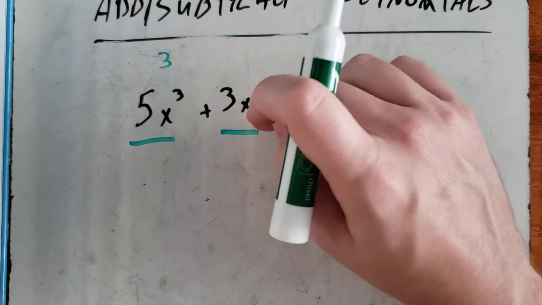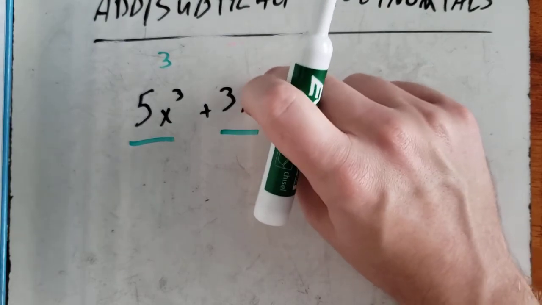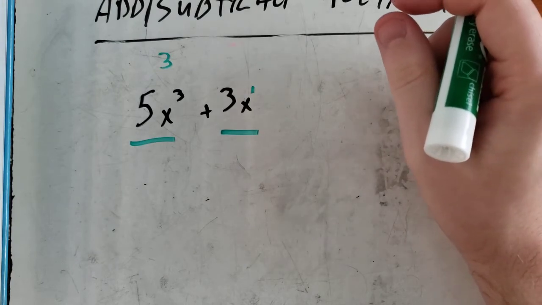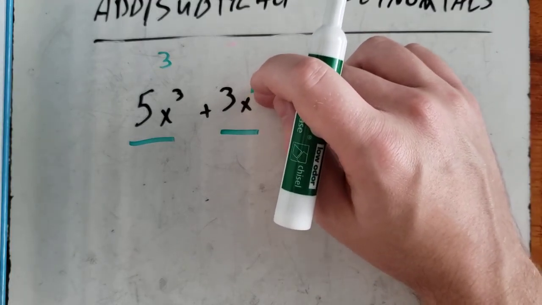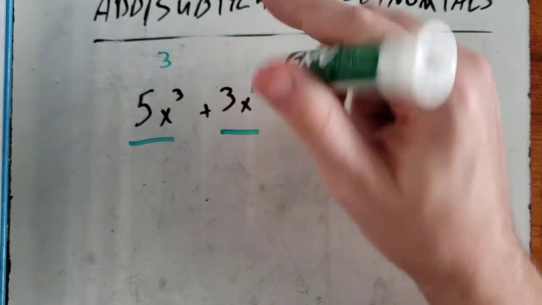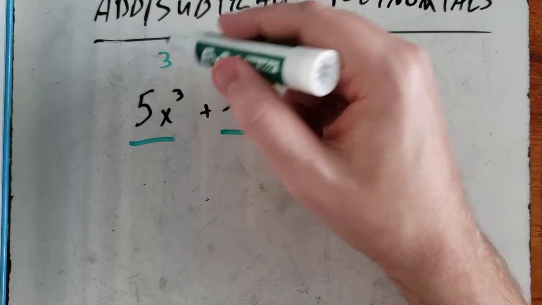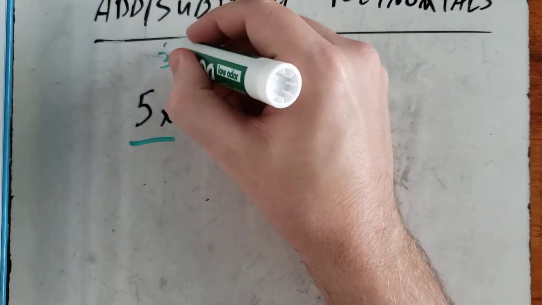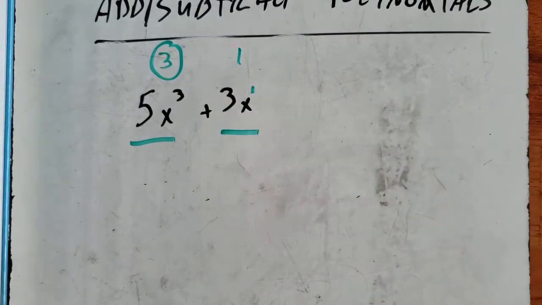All right, now look at this one here. Our next term is 3x. Looking at the letter, we have x. Remember, if it's by itself, our exponent is 1, so the degree for this term is 1. So we have 3 here and 1 here. Which one's bigger? Well, this one is. So our degree, ultimately, is 3. It's the higher one, and that's our answer.